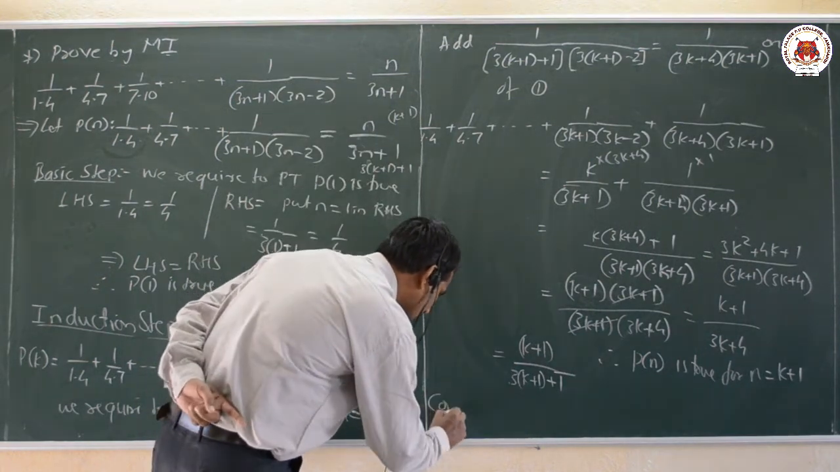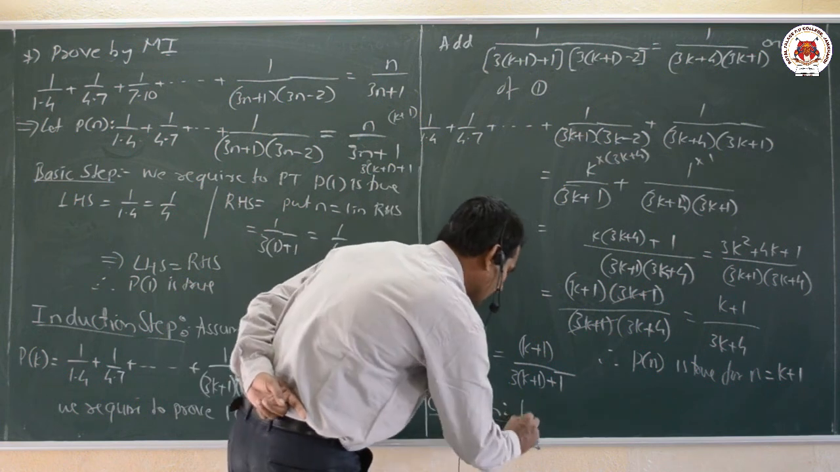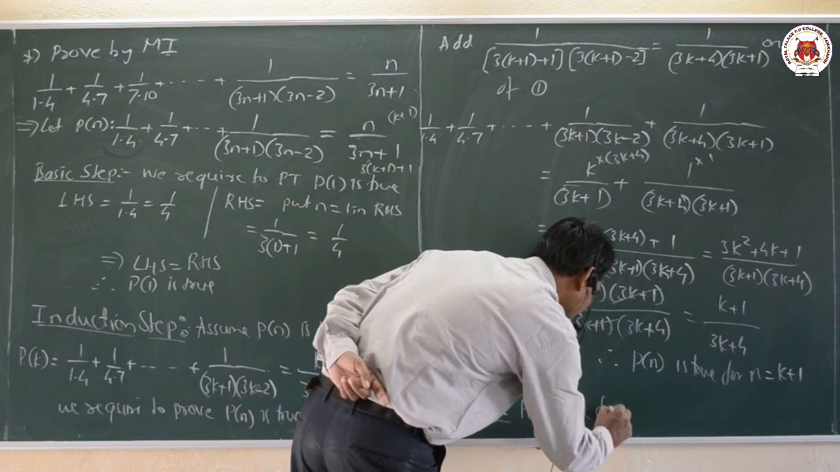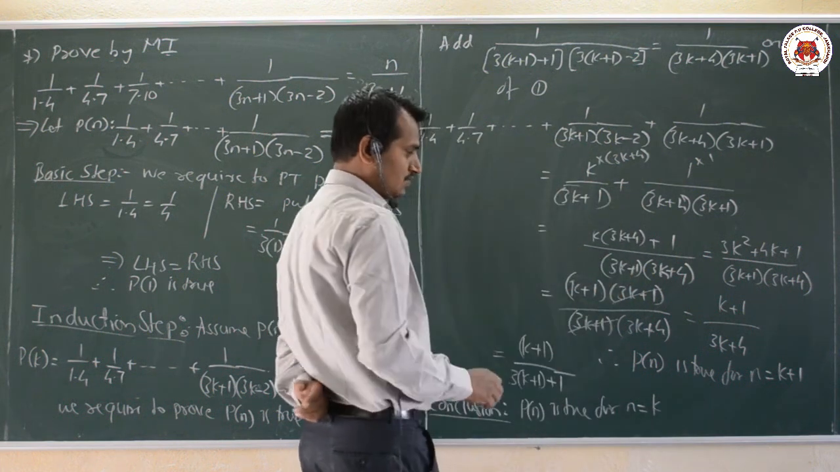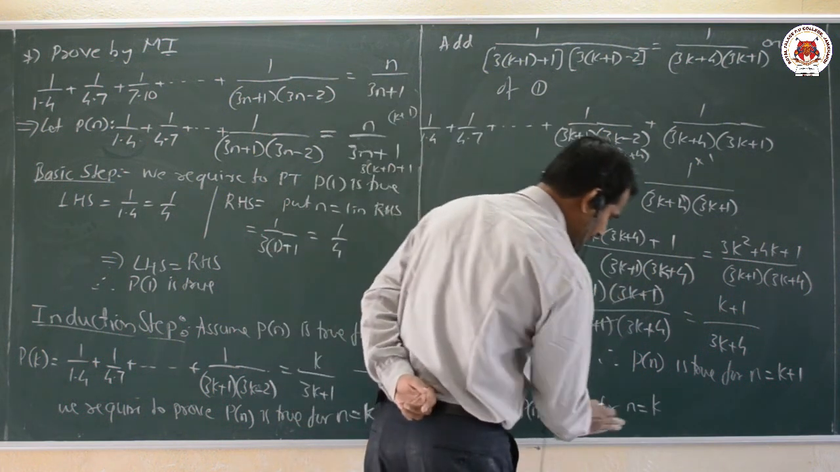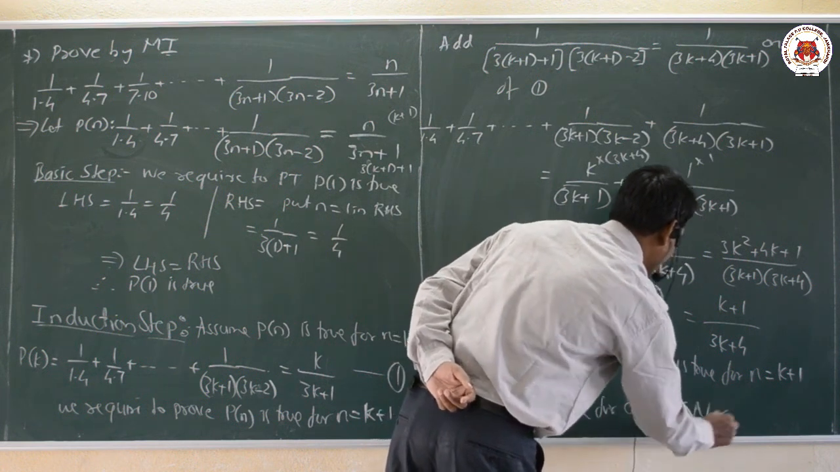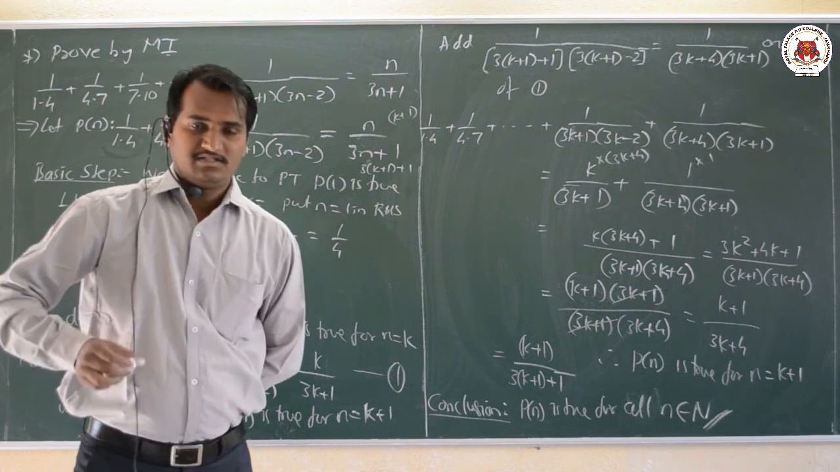At last, the conclusion. What is the conclusion here? P of n is true for n equal to k, and P of n is true for n equal to k plus 1. Therefore, P of n is true for all n belonging to the natural numbers. That is our required result.